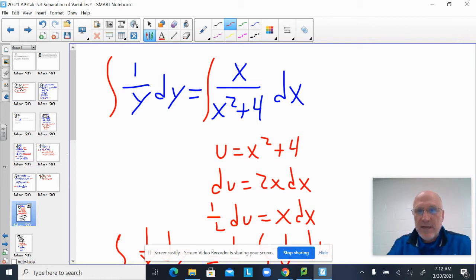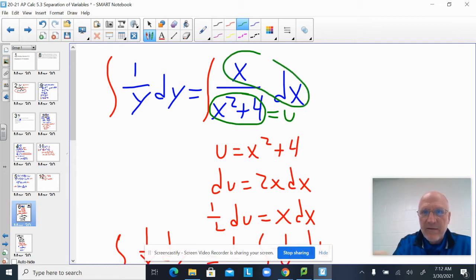So I called u equals x squared plus 4, and I forgot to circle these up here, so that makes this thing here u. The derivative of u is 2x dx. That 2 is kind of in the way, so it's 1/2 du. So now this x dx, I'm going to substitute as 1/2 du.